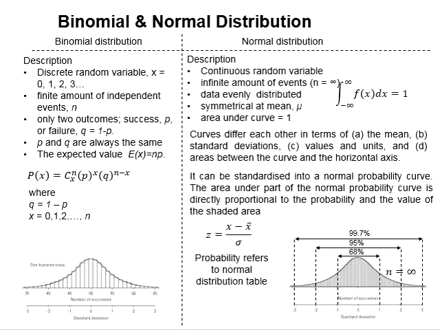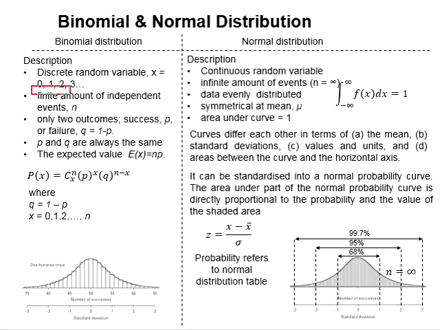Binomial and normal distributions. There are two types of distributions: the binomial and normal distributions. These distributions are used for us to determine the probability of an event. The binomial distribution refers to discrete random variables, for example, for the variable x equals 0, 1, 2, and 3.